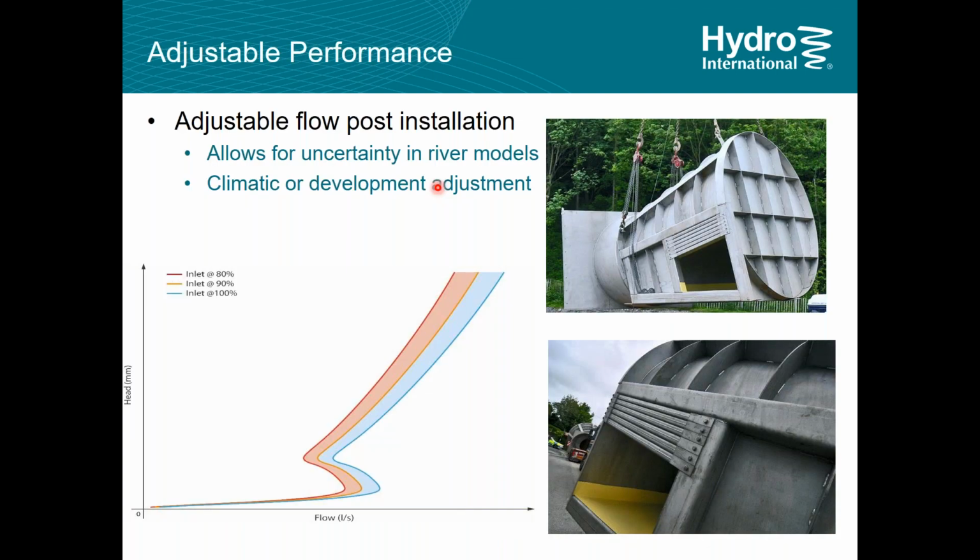And also, these flood control valves are designed with adjustable inlets, so we can vary the flow through them by up to 20%. And the reason you'd want to do that is because when you're doing regional modeling on river catchments or river models, there's a degree of uncertainty. So the adjustability in the valve can help account for or compensate for regional uncertainty, and also for either climatic or development changes that might happen upstream.